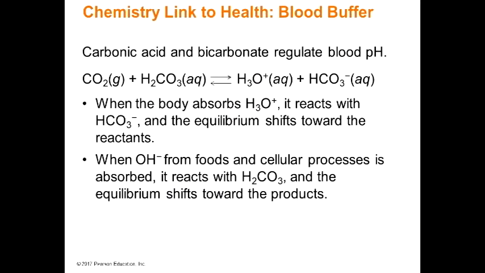So, blood buffer. Here's the example. Carbonic acid and bicarbonate regulate blood pH. This is important stuff here. So we have CO2. This is why you check CO2 levels. You'll hear them say, what's the CO2 level? You'll hear these things, right? And this is why, because they work with the buffer. So you have CO2, carbonic acid.